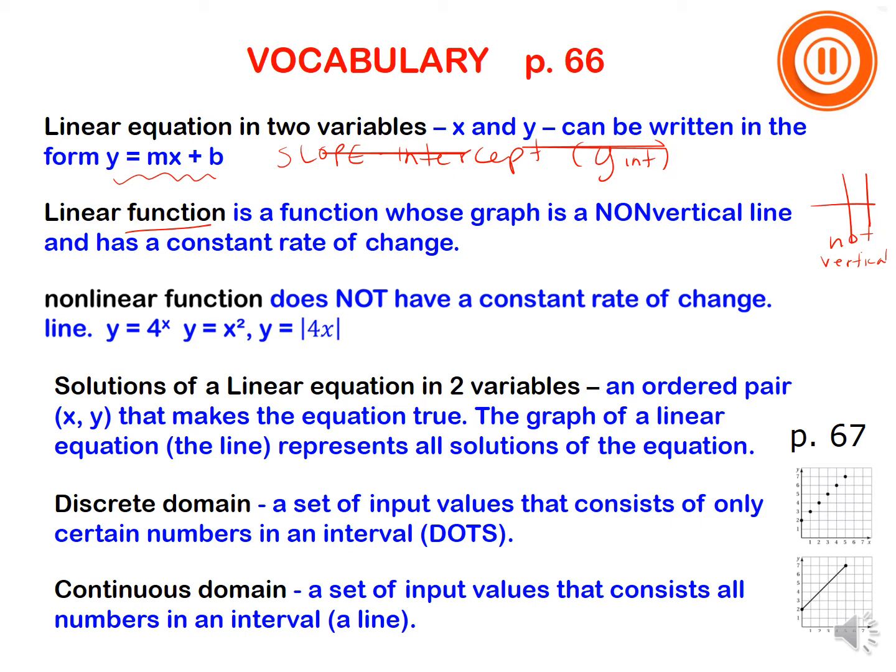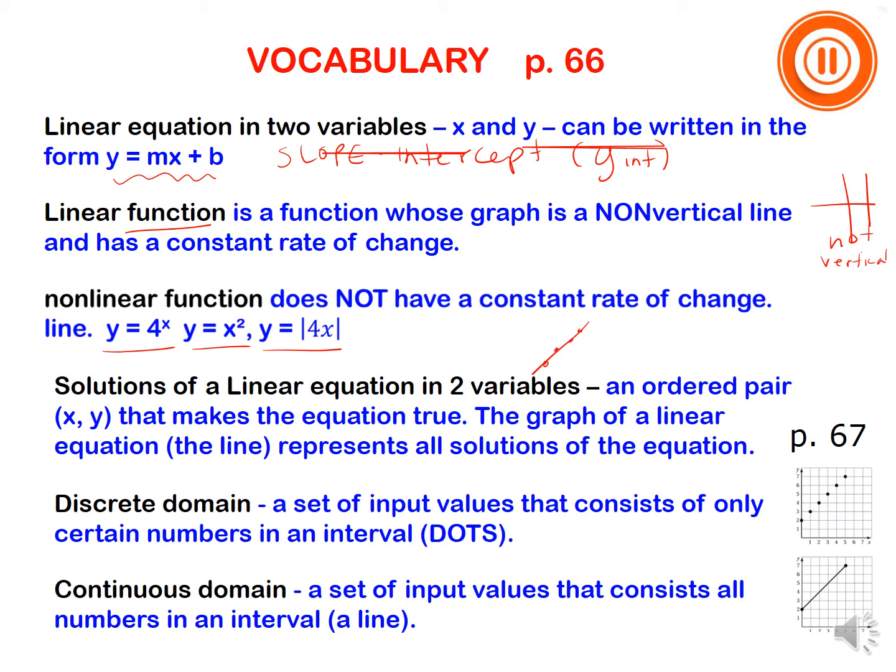A nonlinear function does not have a constant rate of change. All of these are nonlinear functions. Examples. Solutions of a linear equation in two variables. They're just saying a solution would be any ordered pair that makes the equation true. So we're talking about the points on the line.